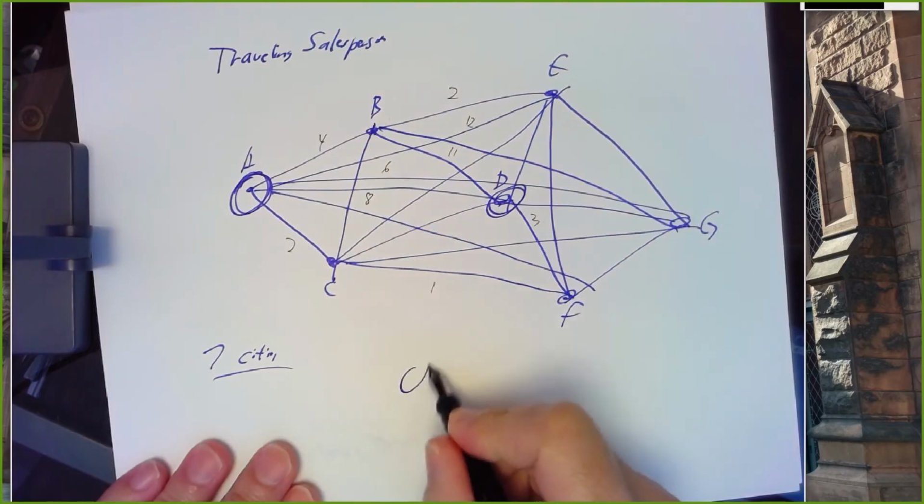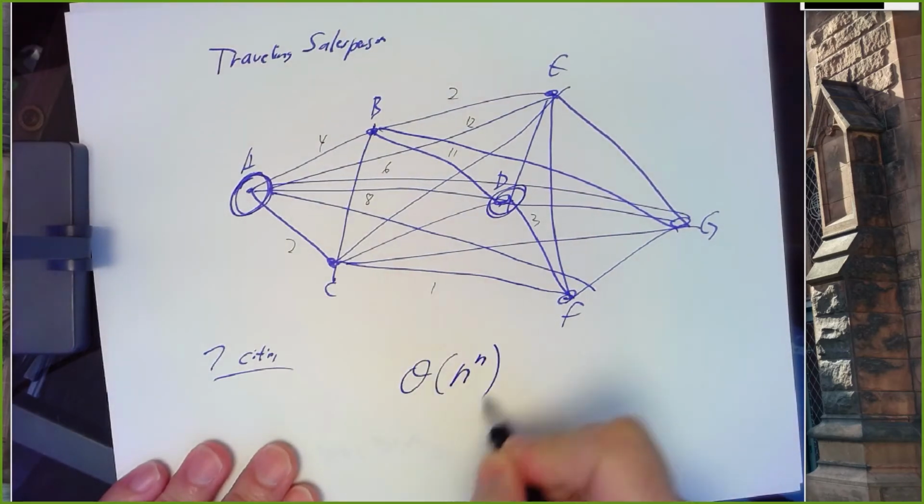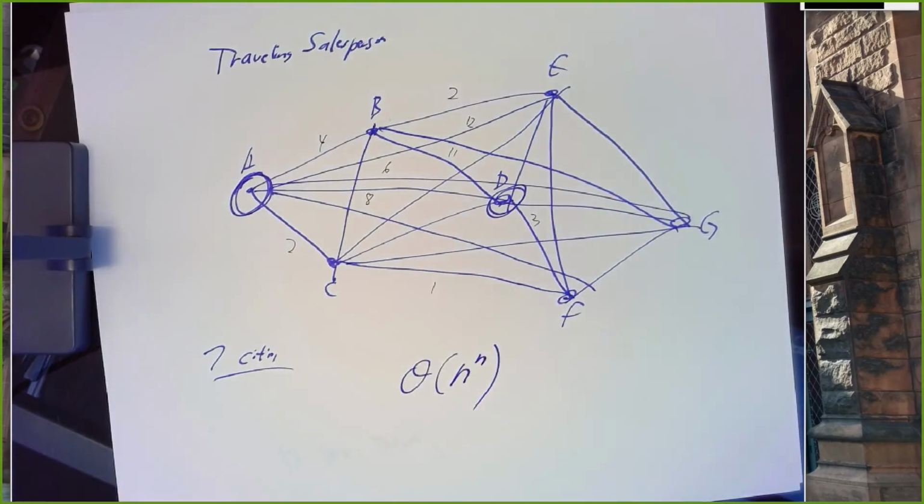It's going to be something along the order of, I believe, n to the n. It might be n factorial, but it's something horrible.